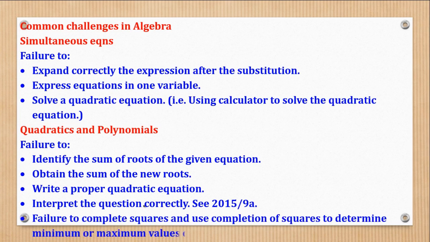Failure to complete squares and to use completing squares to determine maximum and minimum. Some students fear completing squares. In this year 2018, they restricted candidates. They had to use completing squares to get maximum and minimum. Remember, maximum and minimum can be got either by differentiation or by completing squares. But this year they restricted candidates that they must use completing squares. So that put many candidates off. So I encourage you to learn how to complete squares. Okay, that was quadratics and polynomials.